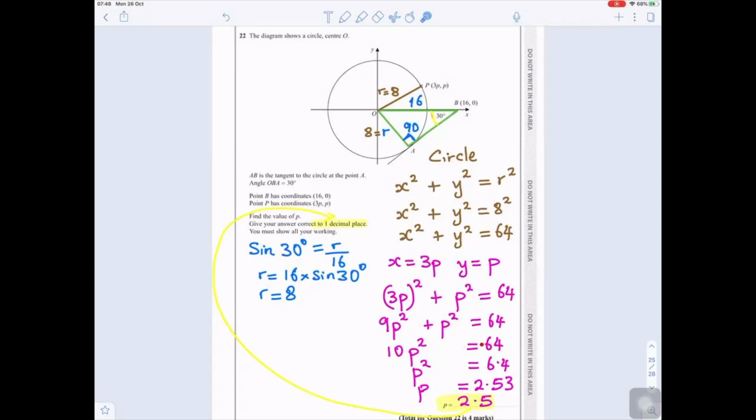10p squared is 64. You divide by 10, p squared is 6.4. And the square root of 6.4 is 2.53. So to 1 decimal place, it's 2.5.